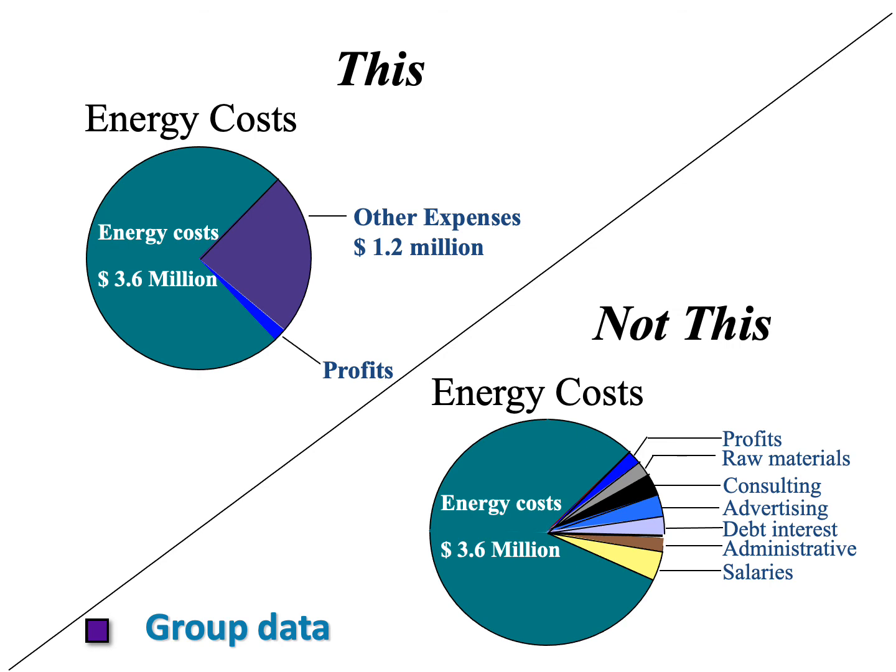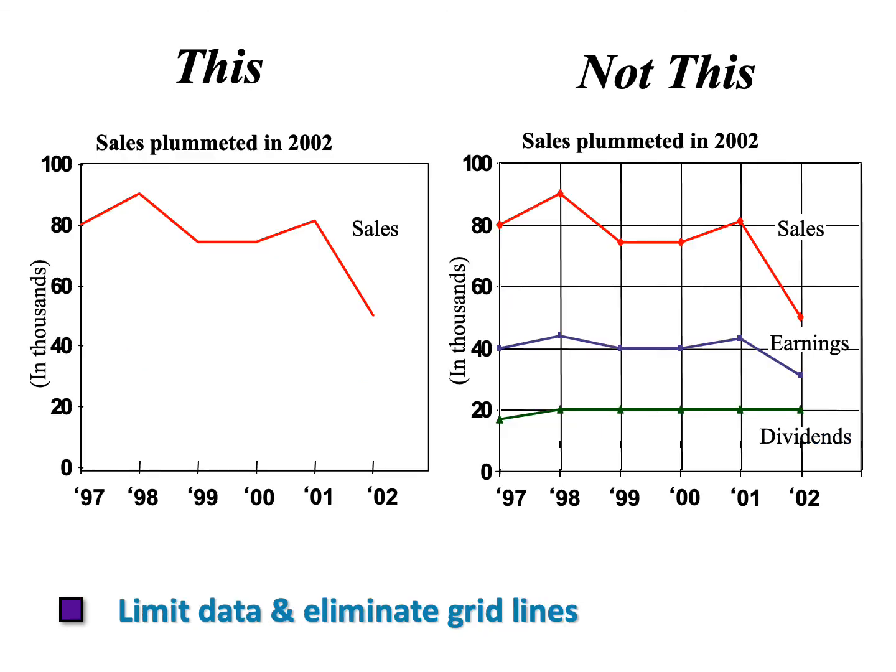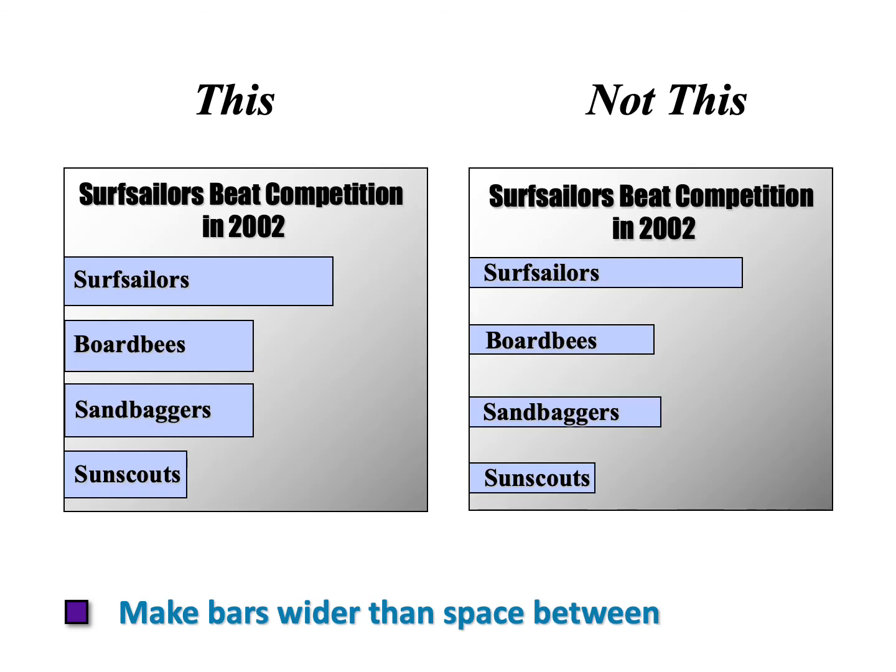Here's a pie graph. We're grouping data together. This is too detailed. It's too many small categories. Here's a chart. And it eliminates some of the grid lines, so it makes it easier to see. The red, the purple, the green lines would be much more visible for the audience. So limit the amount of data and eliminate the grid lines.